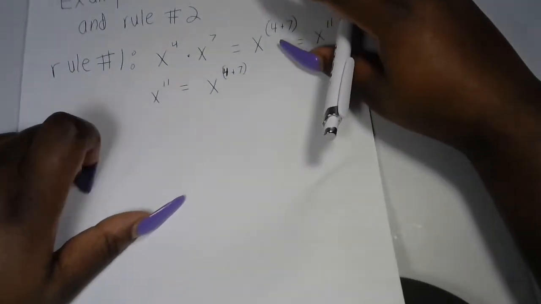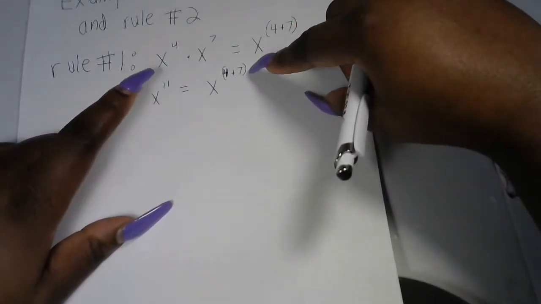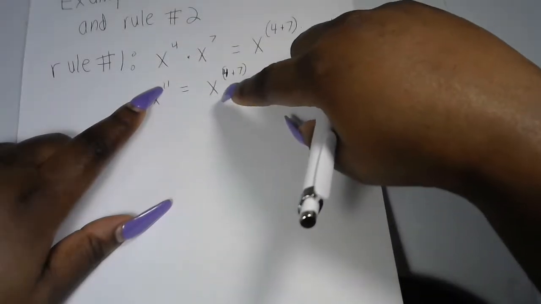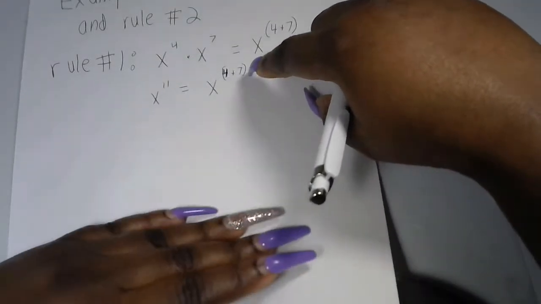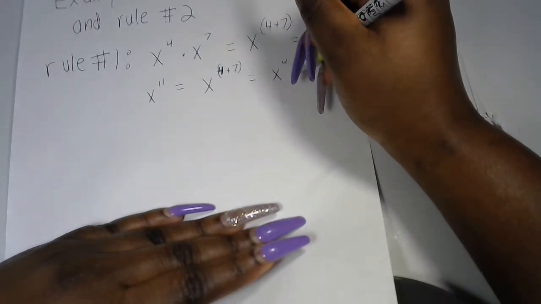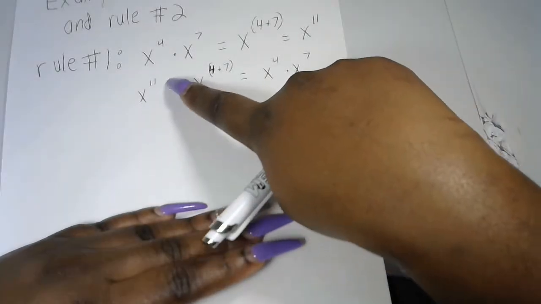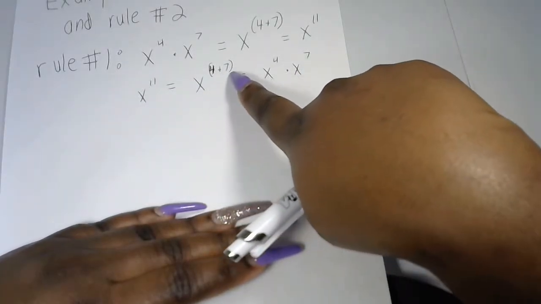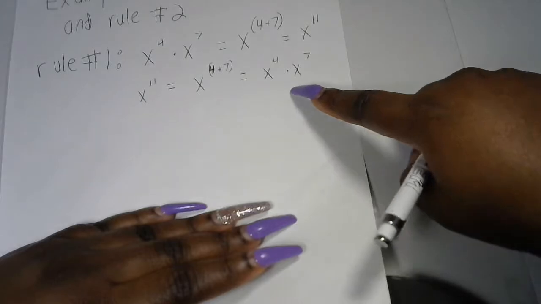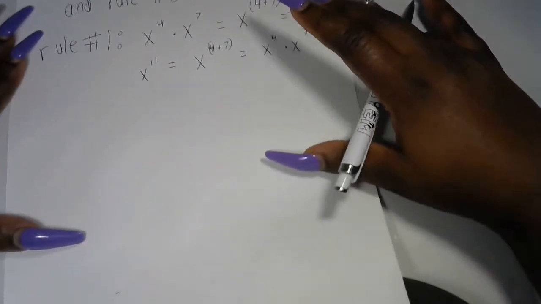Because 4 plus 7 is equal to 11, x to the 11th power is equal to x to the 4 plus 7 power, which is also equal to x to the 4th times x to the 7th. Remember, if it's an exponent like this, you can break it down into two numbers that it's equal to, and also break it down this way. That's rule number 1.